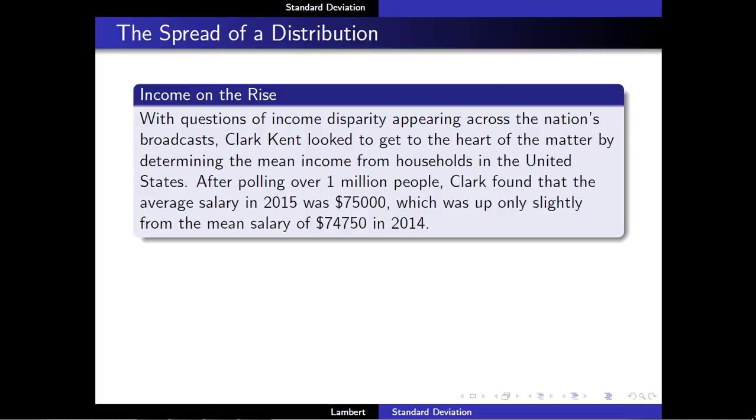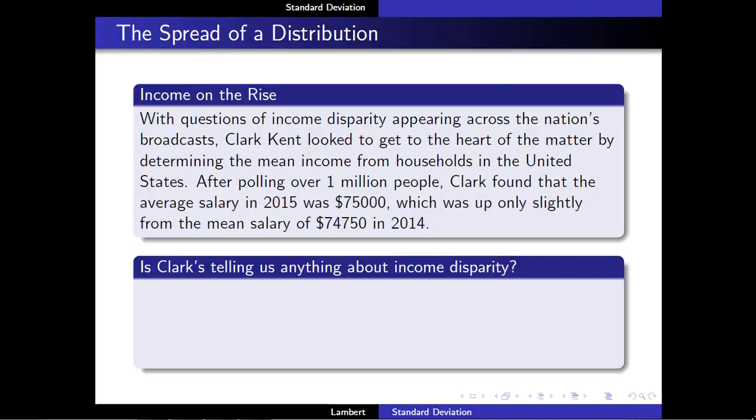So assume that he polled 1 million people, and Clark found that the average salary in 2015 was $75,000, and it's up only slightly from the mean salary of $74,750 in 2014. So does Clark have enough information to talk about income disparity? Well, most people will say, oh yes, this is enough to talk about it, but actually this is more of a bait and switch here.